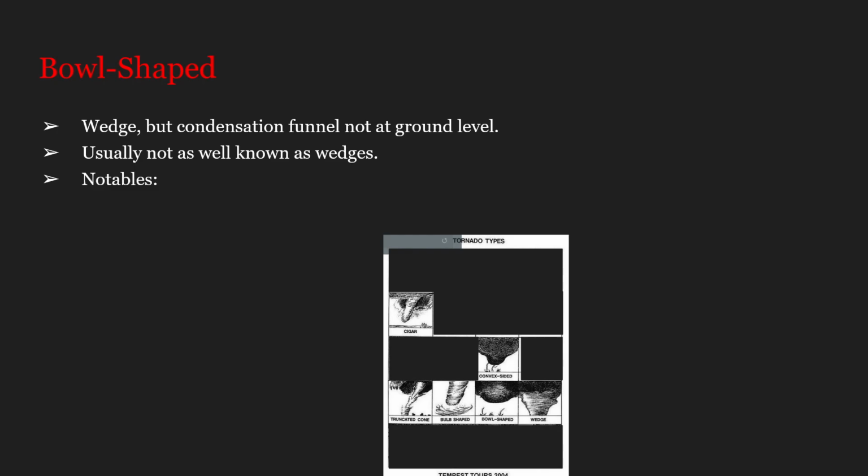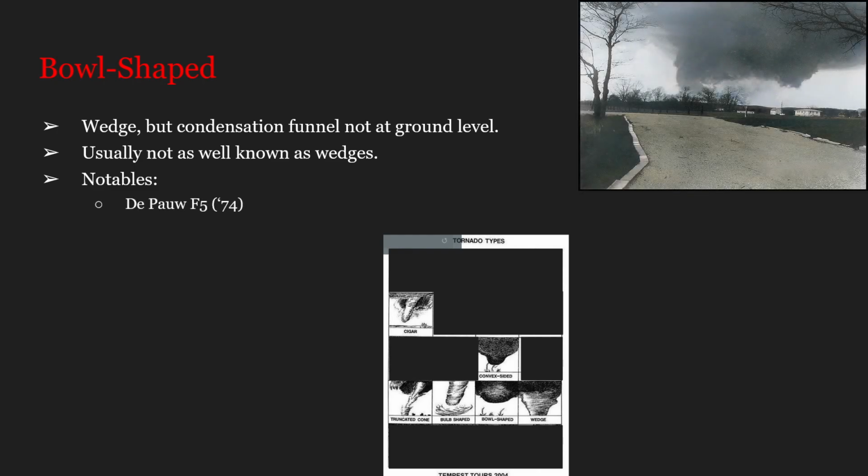Condensation funnels do not need to reach the ground in order for it to be a tornado. And we will see that with our second notable of the bowl-shaped. But here is our first notable. This is the DePauw, Indiana F5 from the 74 super outbreak. It's seen here again with a condensation funnel that is indeed there, but looks more so like a very ragged wall cloud, really trying to get itself up to shape. But again, don't be fooled, that is indeed a tornado.